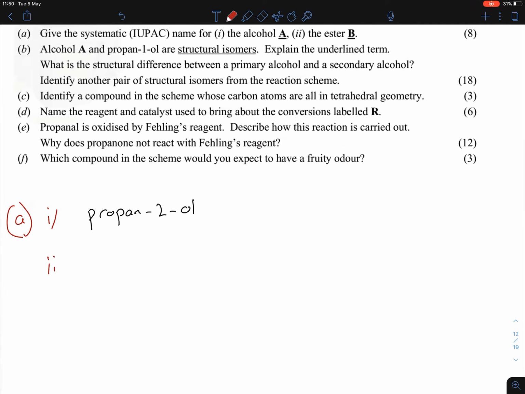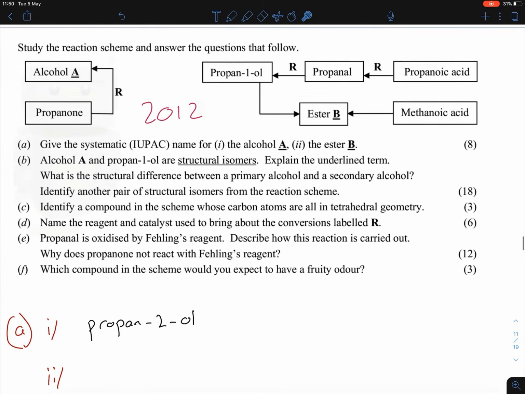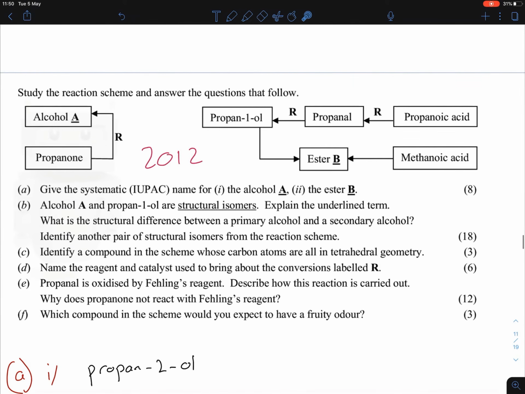And then for part I, we're dealing with an ester. And again, these could be a little bit tricky if not done right. So an ester always requires an alcohol and a carboxylic acid. So ester is B here. So there's our alcohol, and there's our carboxylic acid. So we have to name it here.